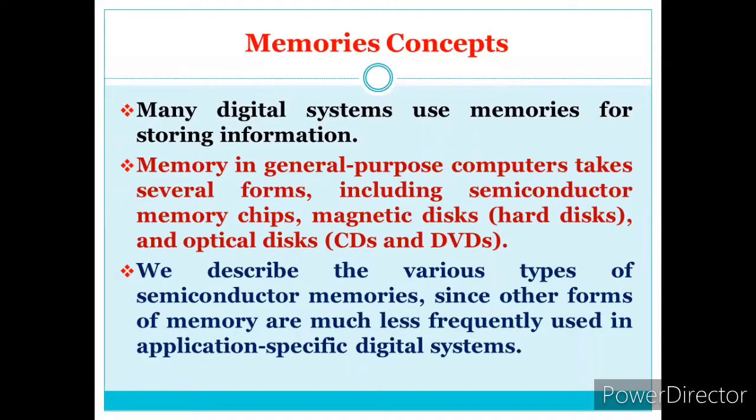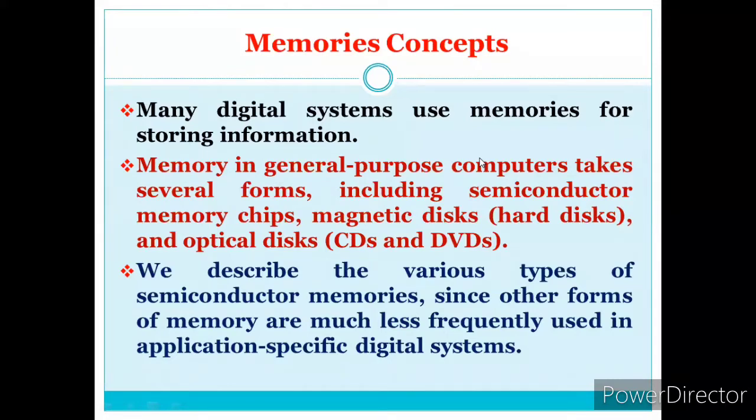Okay. So memory in a general purpose computer takes several forms, including semiconductor memory chip, magnetic disk, and optical disk. The magnetic disk is nothing but the hard disk of our systems. Optical disk is nothing but CDs or DVDs or Blu-ray DVDs. So many are there, it depends on what we have. Different types we will be studying in the future.